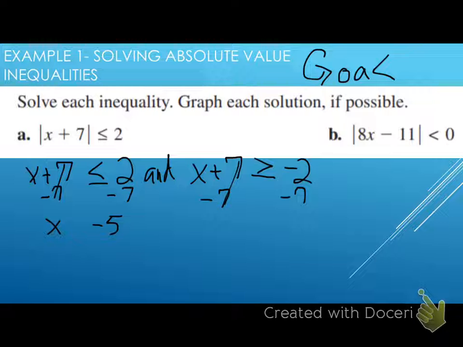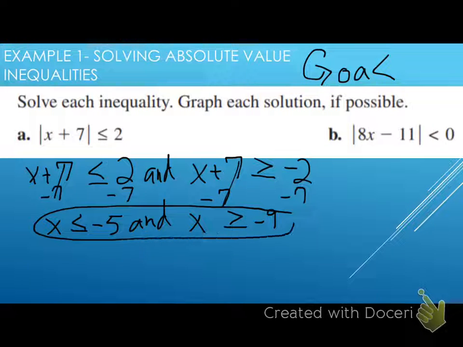Symbol, flip or stay? Stay. I still need to flip my inequality symbol if I multiply or divide both sides by a negative. Bring the word and down. Negative 2 minus 7. Negative 9. Symbol, flip or stay? Stay. Is x now by itself on both inequalities? Yep, so here's my answer. Questions how we got that? So now I need to graph it.